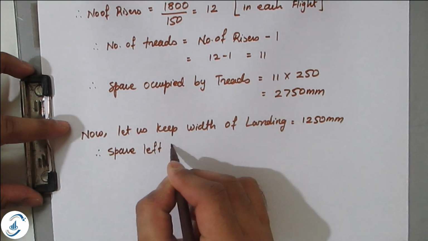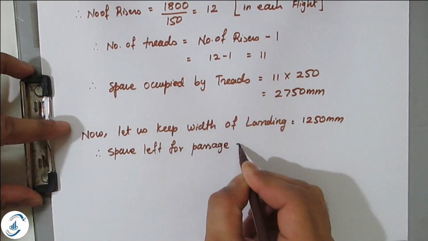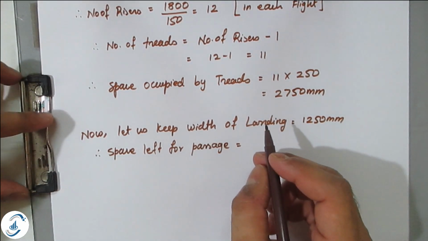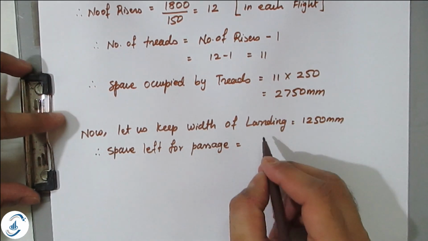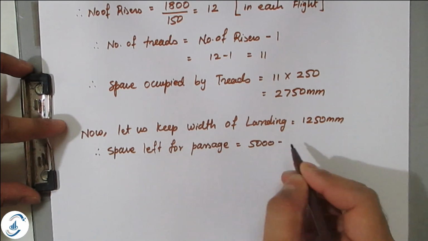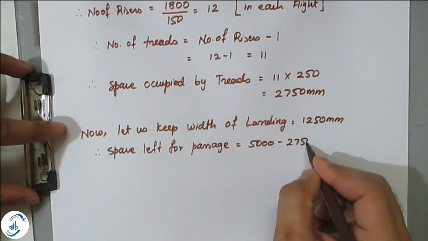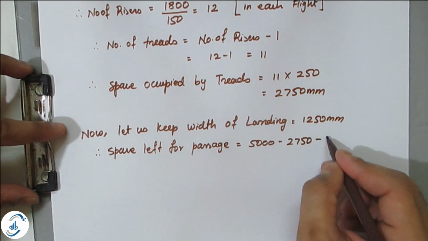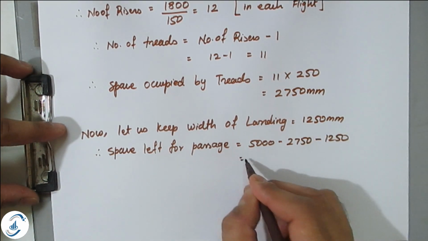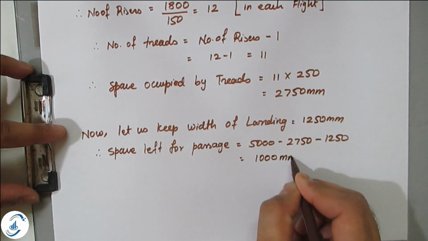Space left for passage. The total staircase hall was measuring 2.5 meters into 5 meters. So from that 5 meters, that is 5000 mm, we shall remove the space occupied by treads, that is 2750, and the space of landing, 1250. Once you deduct this, you will get 1000 mm space for the passage.